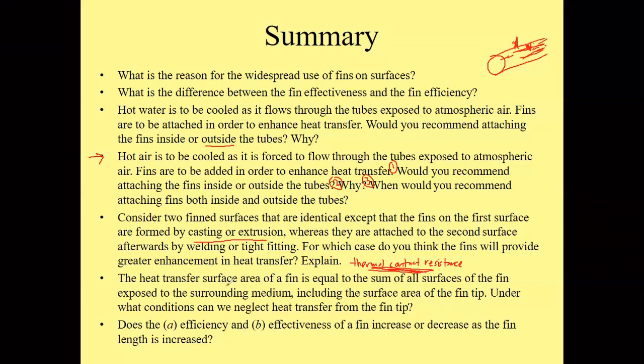The heat transfer surface area of a fin is equal to the sum of all surfaces of the fin exposed to the surrounding medium, including the surface area of the fin tip. Under what conditions can we neglect heat transfer from the fin tip?